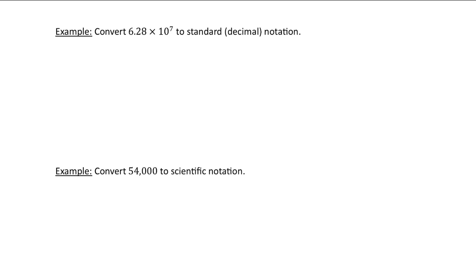Suppose we want to convert 6.28 times 10 to the 7th to standard form or decimal form. This number is in scientific notation, so how do we do this? We need to move the decimal place to the right 7 places. We have to move it 2 places to get past the 8, and then add 5 more zeros onto the end. So we get 6, 2, 8, and now we add 5 zeros: 1, 2, 3, 4, 5. And now we can put in our commas. So this number is really 62,800,000. Notice we ended up moving the decimal place 7 times. We had to move it twice to get past the 8, and then 5 more, so a total of 7 places.